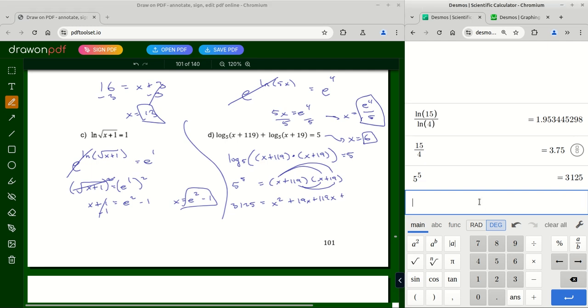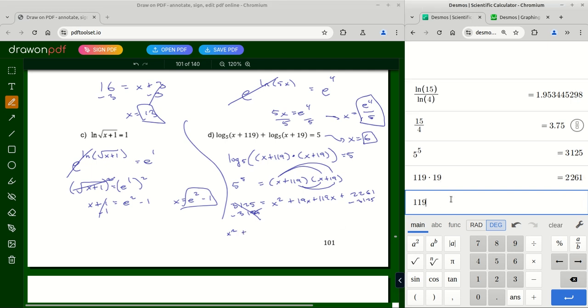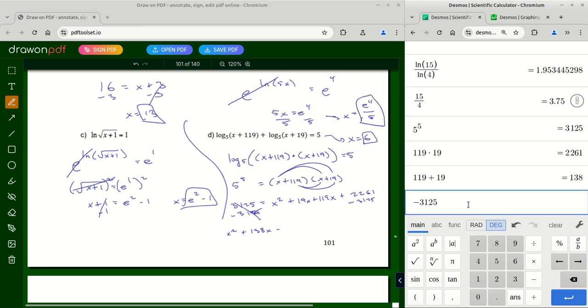Oh man, what's 119 times 19? Eek. And then I'm going to subtract this to the other side. That's a 2. And then I'm going to combine these together. Oh man, look how much math this is. Skip to the end. That's a 4.